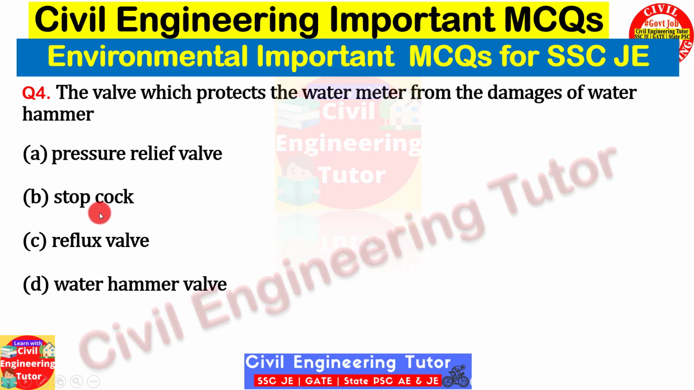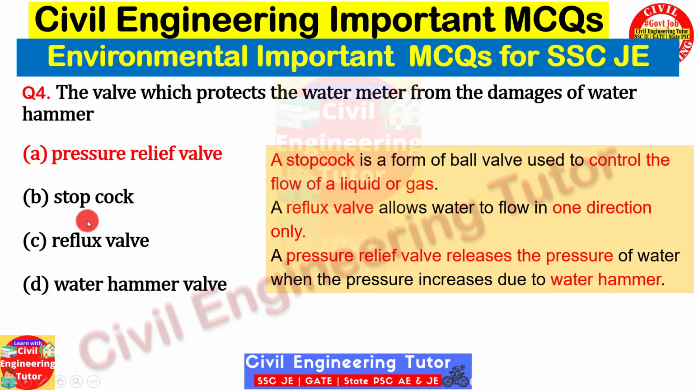And the stopcock is generally used to control the flow of water. So you can see the reference here. So the correct answer for this case will be pressure relief valve. As you can see, the reflux valve allows water in one direction only, and the stopcock is used to control the flow of a liquid or gas. You can stop it or you can start it, that kind of thing. And especially when water hammer is associated, in that case we use a pressure relief valve.